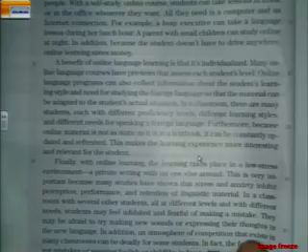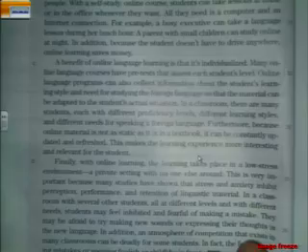Now, notice that the writer is giving us details and trying to convince us as readers that online language courses are beneficial, are good, and he is giving us the reasons why he thinks this is so. We continue to read the concluding paragraph.